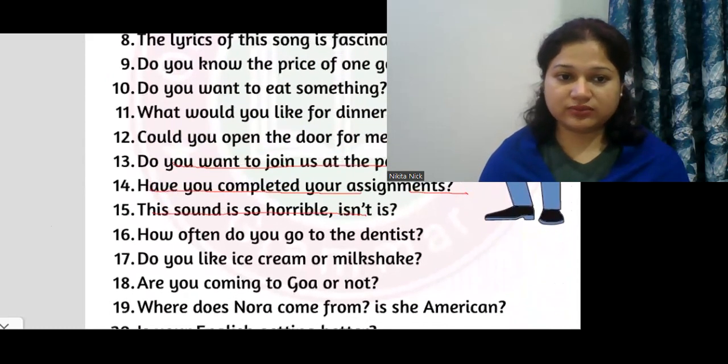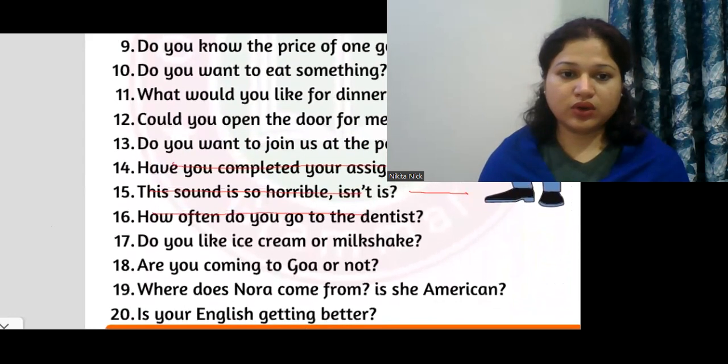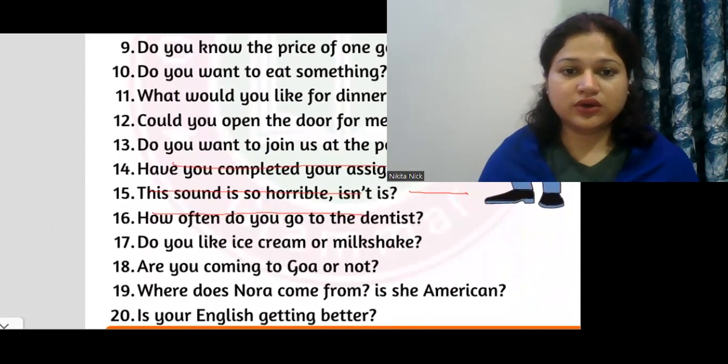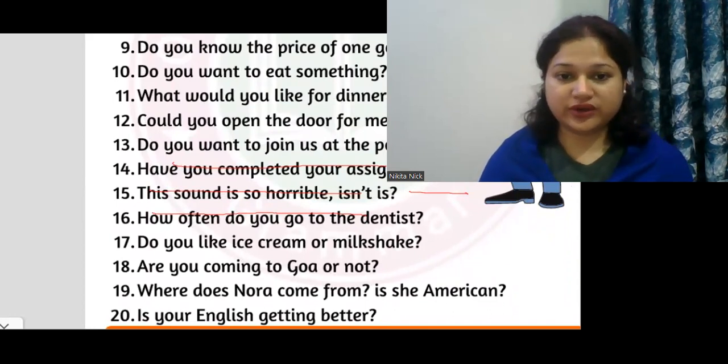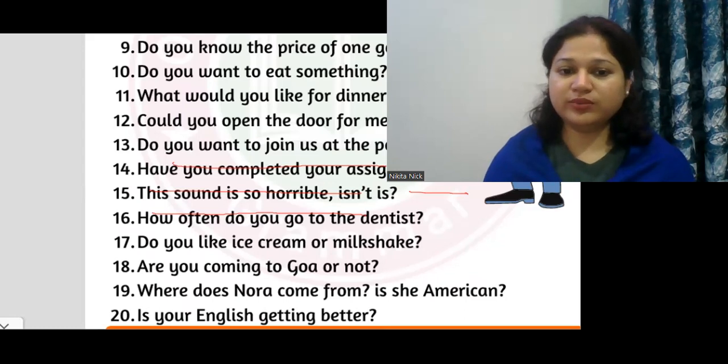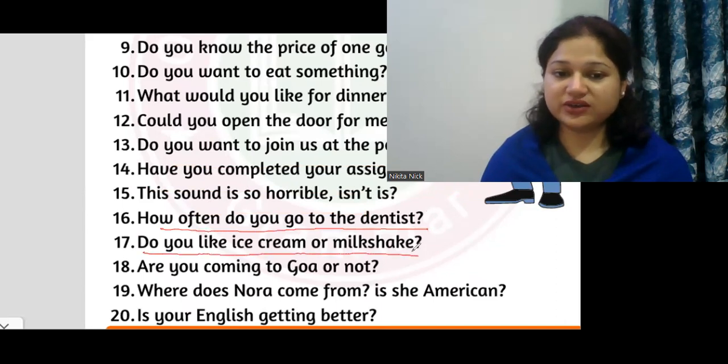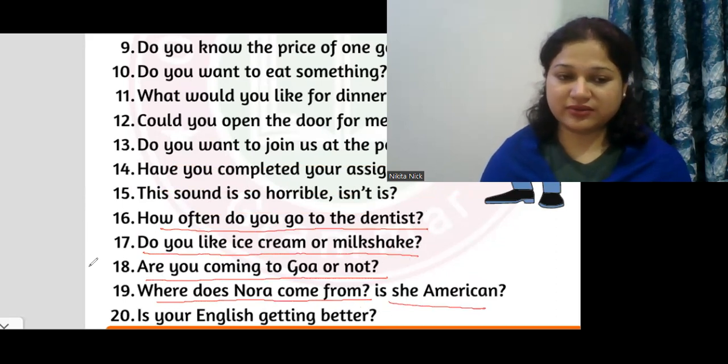Do you want to eat something? What would you like for dinner? Could you open the door for me? Do you want to join us at the pool party? Have you completed your assignments? This sound is so horrible, isn't it? How often do you go to the dentist? Do you like ice cream or milkshake? Are you coming to Goa or not? Where does Nora come from? Is she American? Is your English getting better?